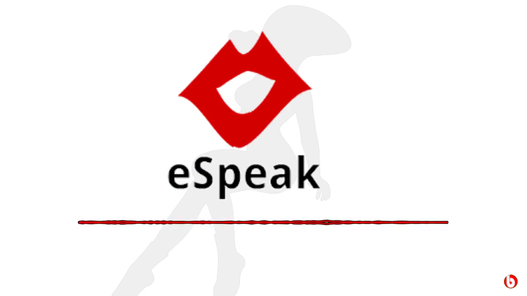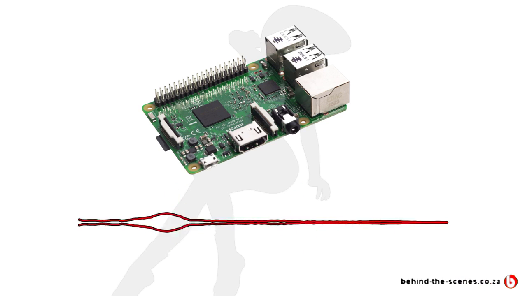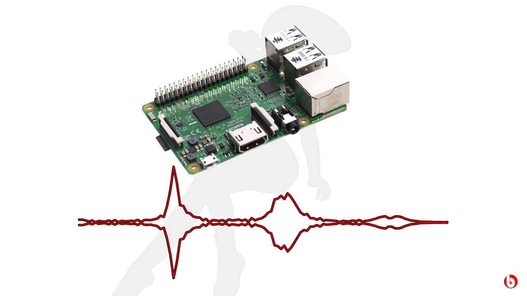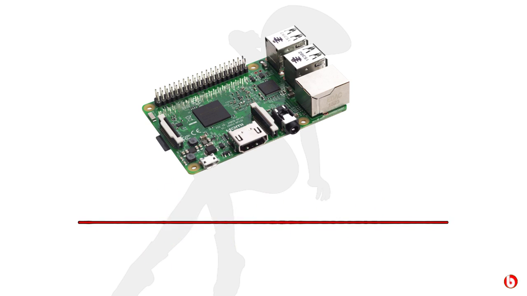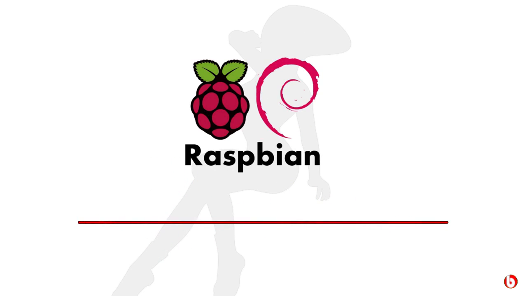eSpeak is a compact, open-source text-to-speech synthesizer for Windows and Linux and is a great piece of software to create a talking Raspberry Pi. It is able to synthesize speech from text in English and other languages, including Afrikaans. eSpeak commands are triggered using the terminal and bash.